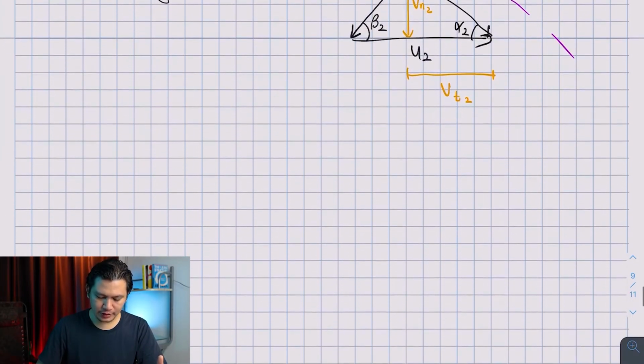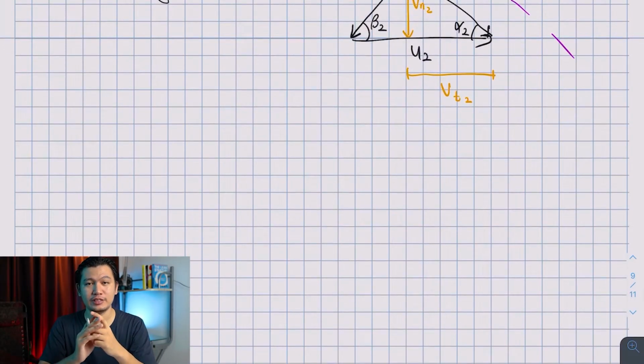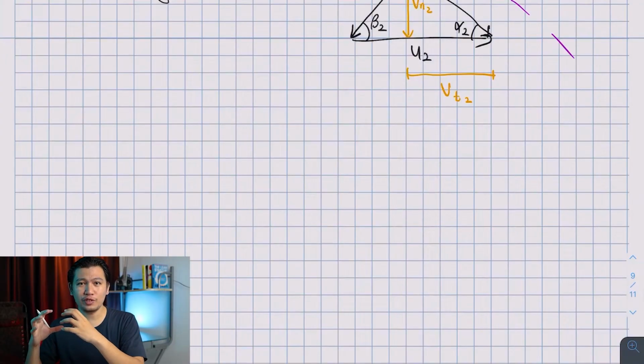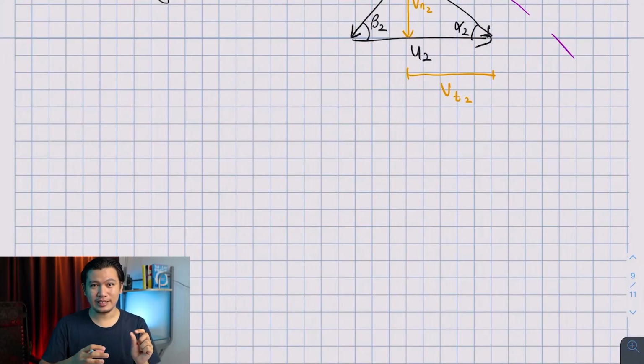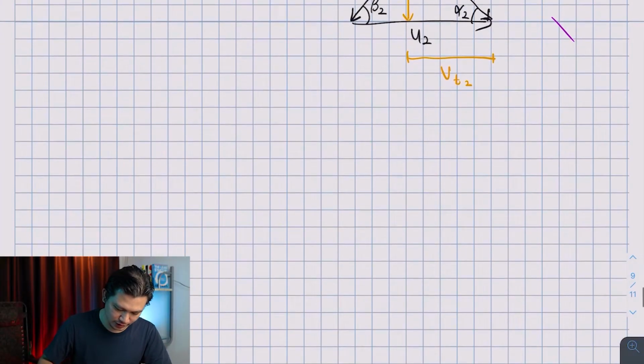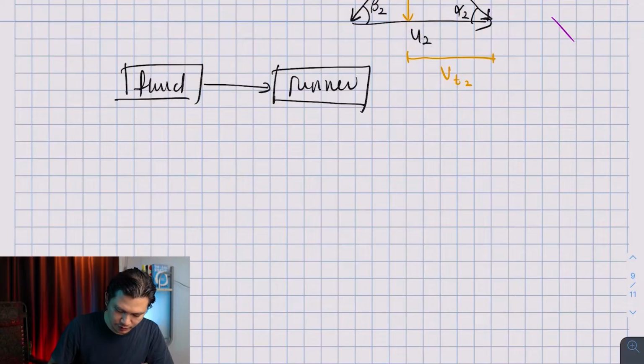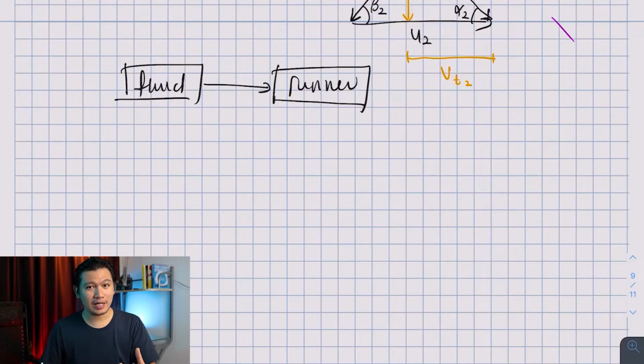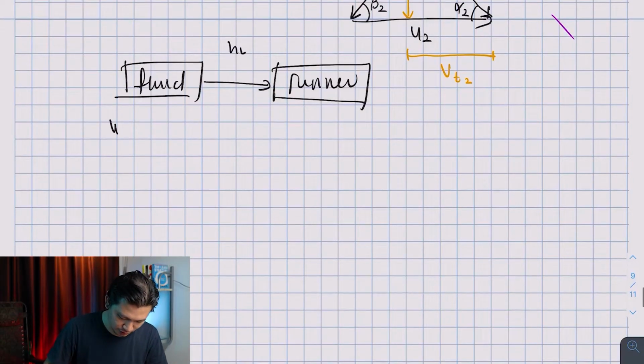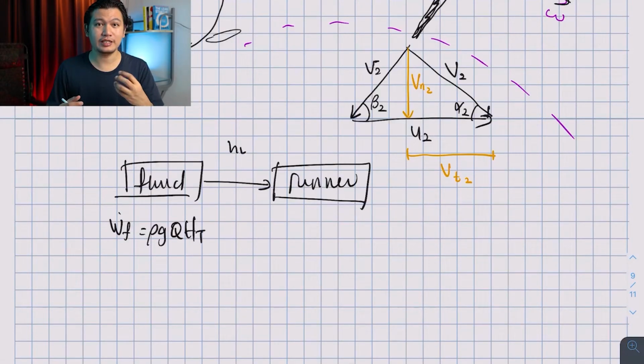And similarly with the pump, we have the efficiency. When the energy is transferred from the fluid to the runner, some energy will be lost. If I draw the illustration here, this is your fluid and this is your runner. When the energy is transferred between fluid and runner, some is lost. We're going to call it HL. The original power inside the fluid is called W dot F, and you find it using rho g Q HT, where HT is the actual head drop inside the turbine.